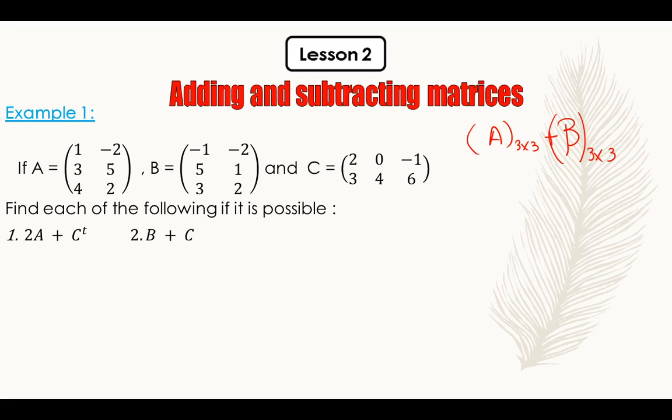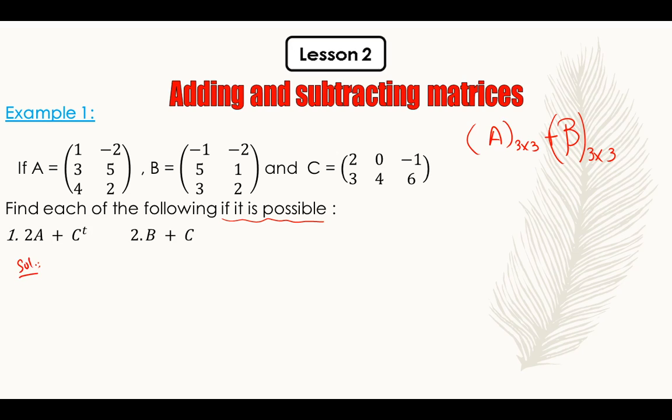So example 1: if A equals 1, 3, 4, first column, negative 2, 5, 2, the second column, and B equals negative 1, 5, 3, plus negative 2, 1, 2, this is the matrix B, and we have matrix C. Find each of the following if it is possible. Here we want to find 2A plus C transpose. Solution.